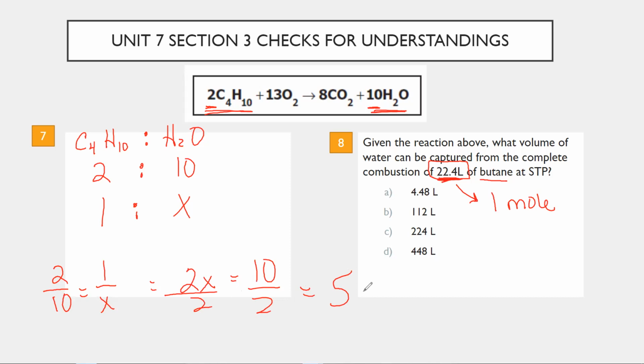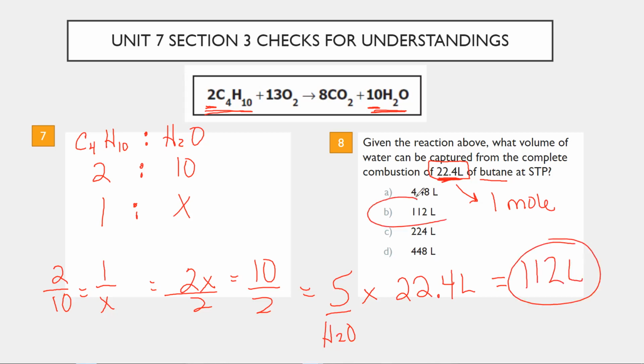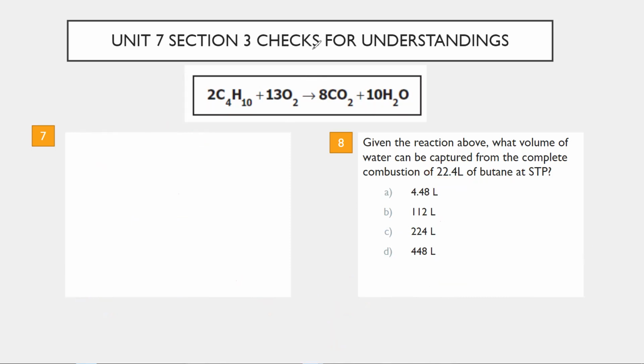And you should end up with 5 moles. So we have to convert this to volume now, and we know we have 5 moles of H2O. And remember, this is a gas, or vapor, I guess you could say, so times 22.4 liters, because each mole of a gas is 22.4 liters. That's going to give you 112 liters. Okay, so your answer for that one is B. Okay, clearing that out.